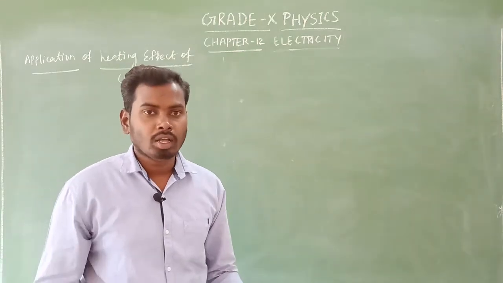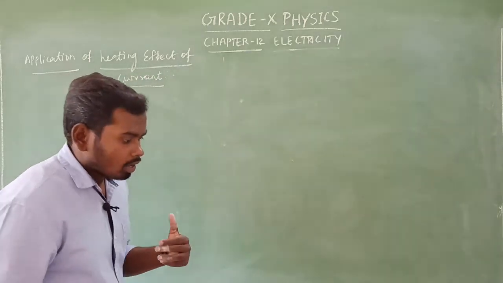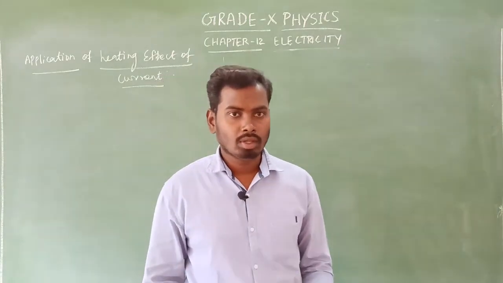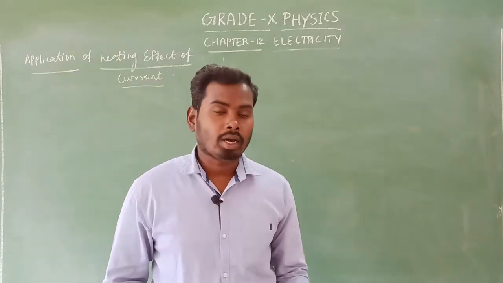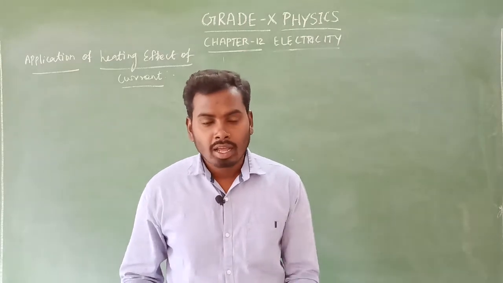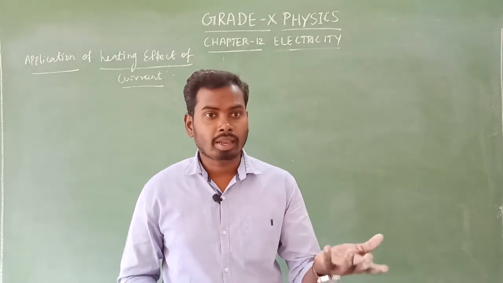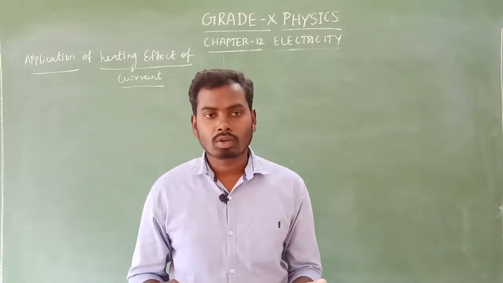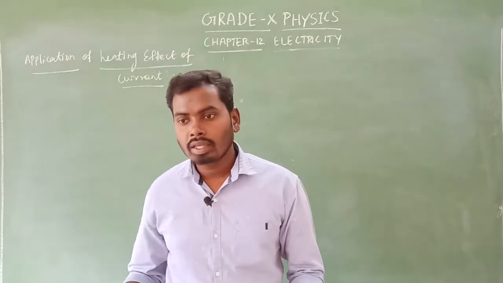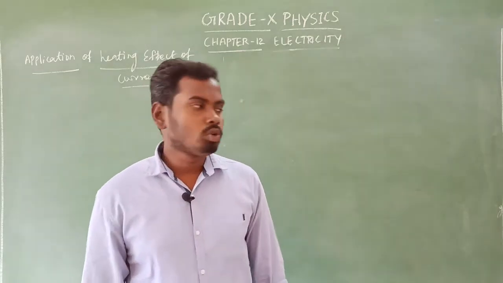What are the applications we see in everyday life? Look here. At home, we use lots of heating appliances, such as electric iron, toaster, microwave oven, then water heater, room heater, and so many things, isn't it? These electrical heating appliances function only because of Joule's law of heating. So all the heating appliances obey Joule's law of heating, isn't it? Okay.